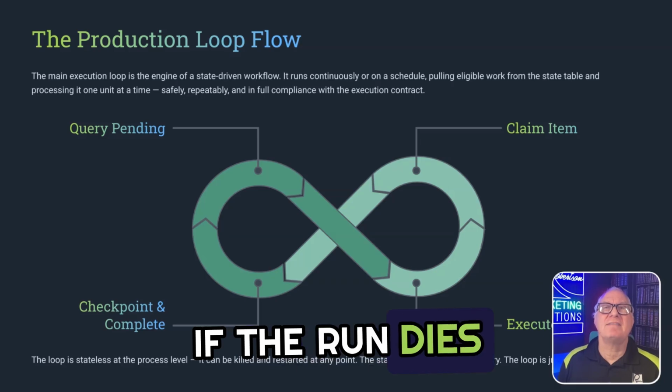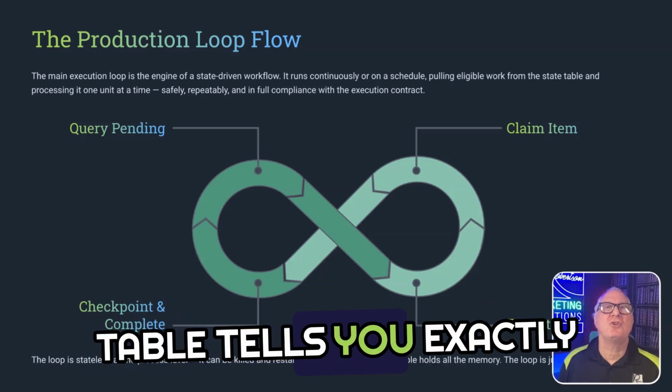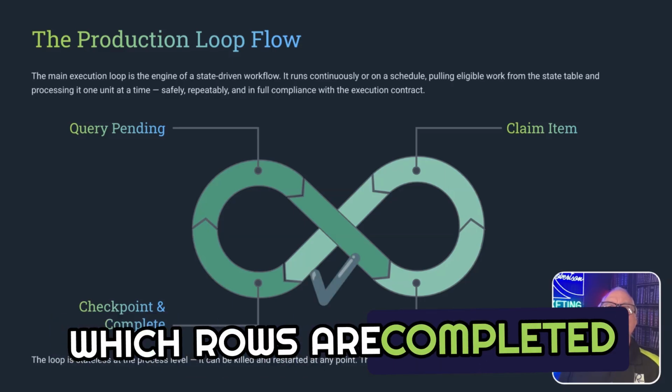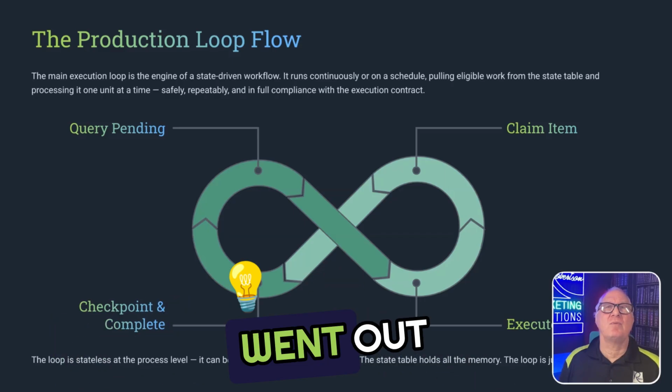If the run dies halfway though, you don't care. The table tells you exactly which rows are completed, which are failed, and which were in progress when the lights went out.